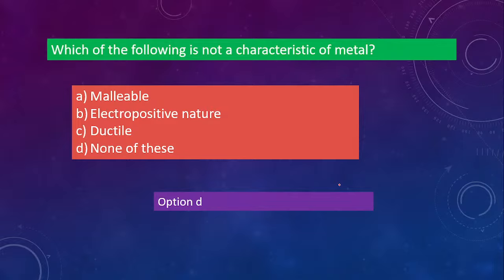See here, malleable: yes, metals are malleable. They are electropositive in nature, so they always form positive cations, right? Ductile: ductility is also a property. So the only option left is option D, none of these. That cannot be a characteristic of a metal. It's a little bit tricky one, right? But the rest are all properties or characteristics of metal. Yes, D.